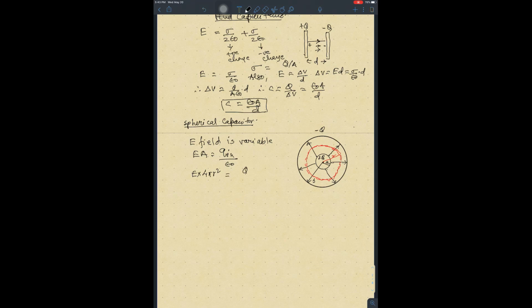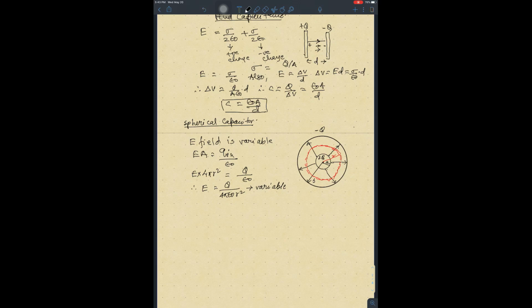Q in is Q by epsilon naught. Therefore, E is equal to Q by 4 pi epsilon naught R square. This is variable. Why is it variable? It is variable because R is variable. R varies from A to B. So we are getting the variable electric field.